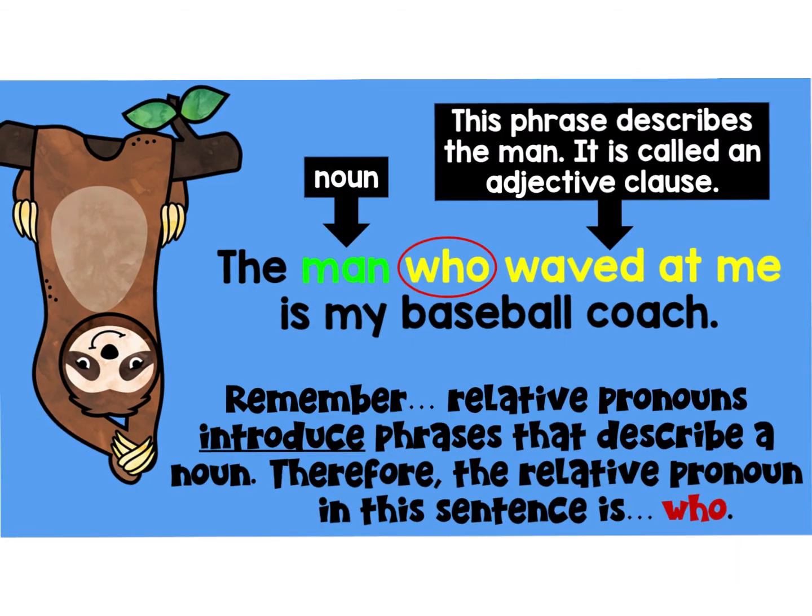So if we look here to break it down, the man who waved at me is my baseball coach. Man is our noun, like we said. This phrase, who waved at me, describes the man. It's called our adjective clause. Remember, relative pronouns introduce or start phrases that describe a noun. Therefore, the relative pronoun in this sentence is who. So we always have one of our relative pronouns start our adjective clause.